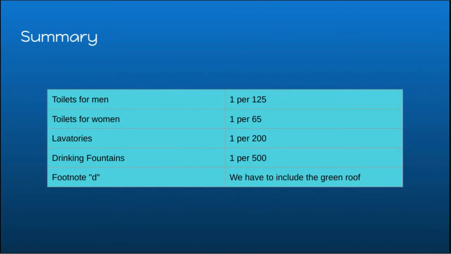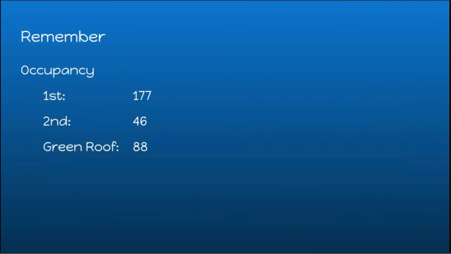Okay, so let's figure out what we just learned. That means we need a toilet for every 125 men and a toilet for every 65 women, at least. So we're going to need a men's room and a women's room, or one for every 200 people, and then a drinking fountain for every 500 people. And footnote D means we have to include the green roof. Let's remember our occupancy numbers. Previously we calculated that our first floor could have a maximum occupancy of 177 people, our second floor a maximum of 46 people, and the green roof up to 88 people.